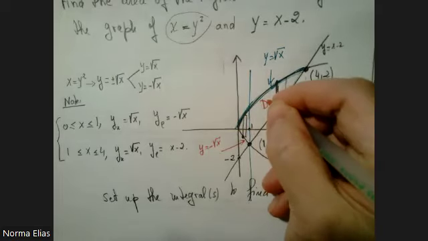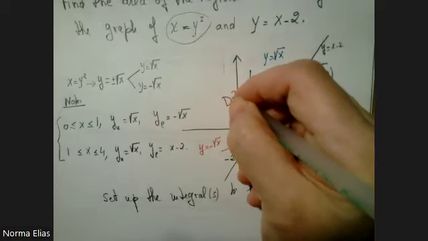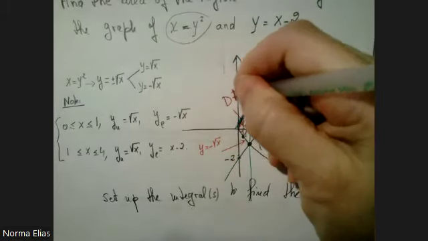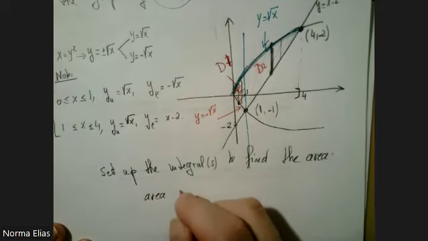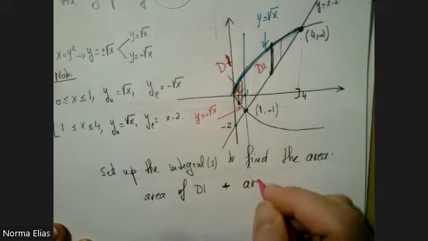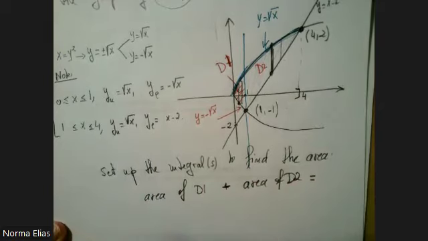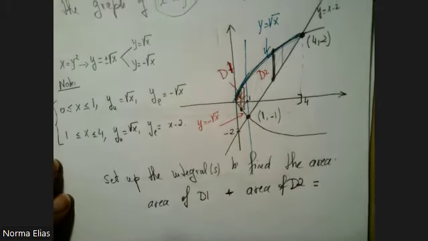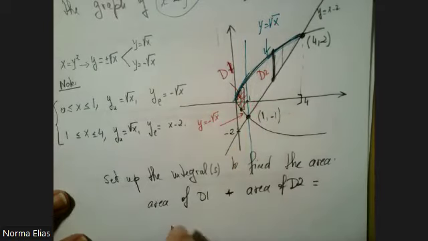I can call this region D2 if you want. It's really up to you. And this is the region D1. So the area is going to be equal to the area of D1 plus the area of D2. Now what's the area of D1? The first, D1, is from 0 to 1. That's where the limits are so important.